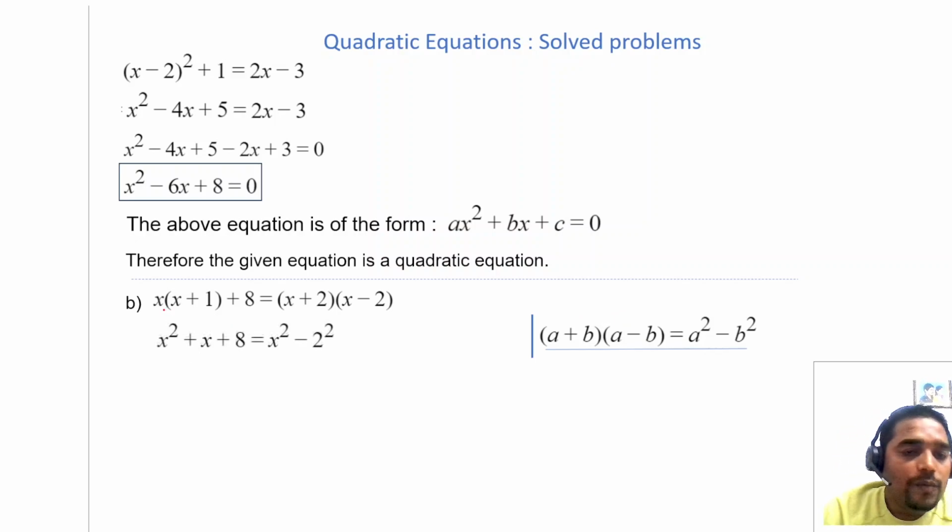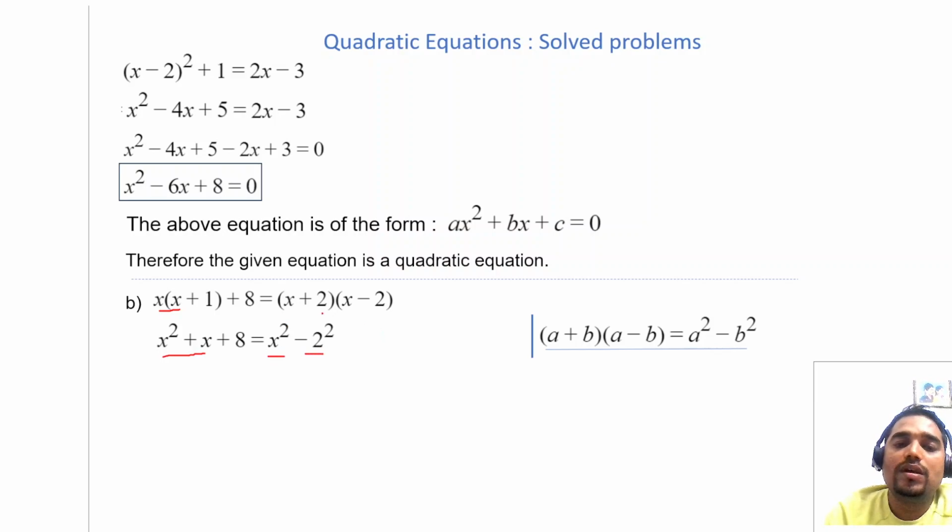So if you open the bracket for the LHS, that is x into x is x square, x into 1 is x, plus 8 as it is. So these two terms I have obtained by opening the bracket for the first term, x into x plus 1. On the RHS we see that it is looking like (a plus b) into (a minus b), as we discussed just now. So this is a square minus b square, that is x square minus 2 square.